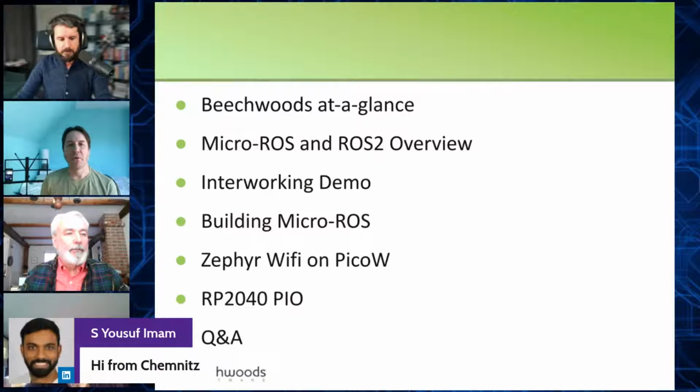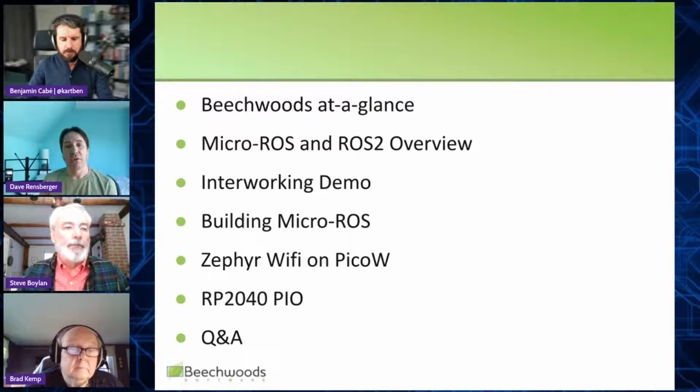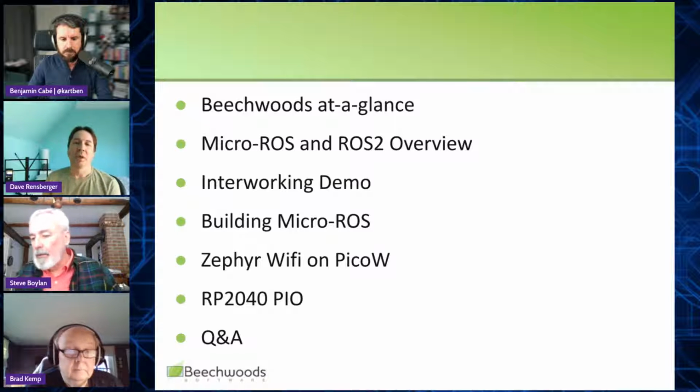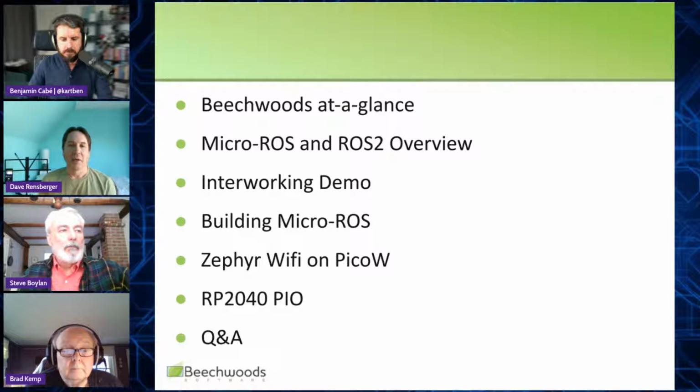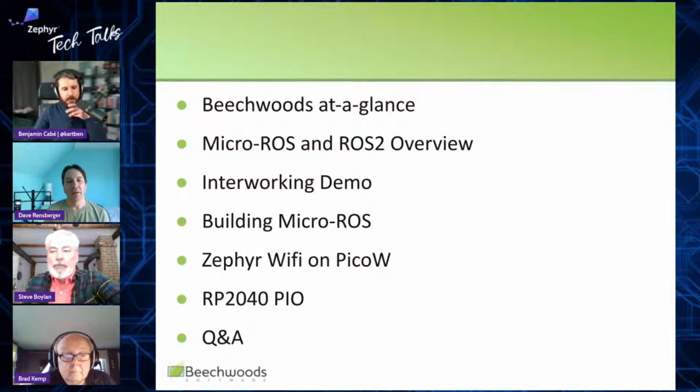So just a brief outline of the presentation and demo today. We're going to tell you a little bit about ourselves, which we already kind of have, and give you an overview of ROS, micro-ROS and ROS2. We're going to do a little demo of what ROS can do at the infrastructure level, and then talk a little bit about the war stories in building micro-ROS, show some code examples, and also talk about running Wi-Fi with Zephyr on the Pico W, which is something kind of new and coming along.